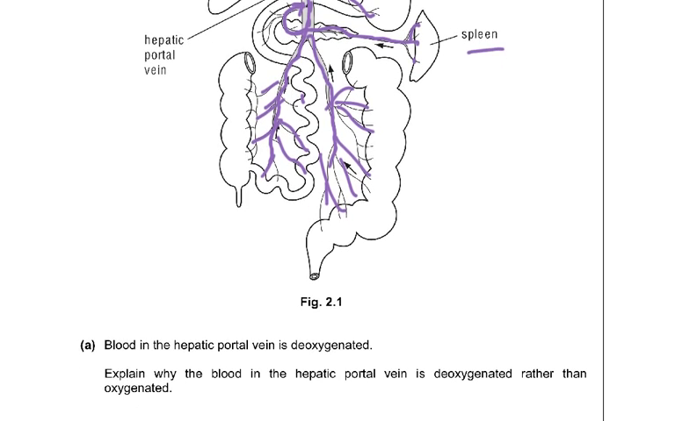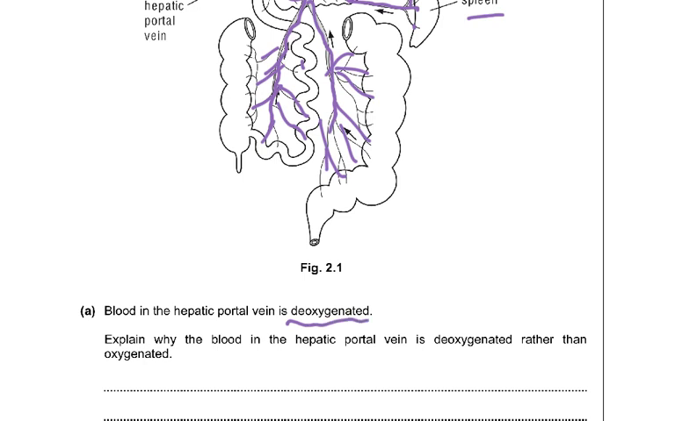Now it says blood in the hepatic portal vein is deoxygenated. Explain why the blood in the hepatic portal vein is deoxygenated rather than oxygenated. Basically, it's given up its oxygen to all these organs. So all these organs have taken up the oxygen and respired, because all the capillaries join to form a vein, and the capillaries have come through all the organs. So it lost the oxygen to the cells of the different organs of the body, from which all the capillary networks are joining to form a vein.